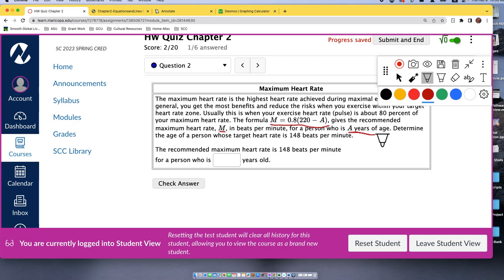Now, you just have to kind of get used to that, that A is the variable. So it's how old is a person? What's their maximum heartbeat? See, I didn't have to read a bunch of stuff. I just thought, okay, I got an equation. What are the two variables? Now do you kind of got a feel for what it is?